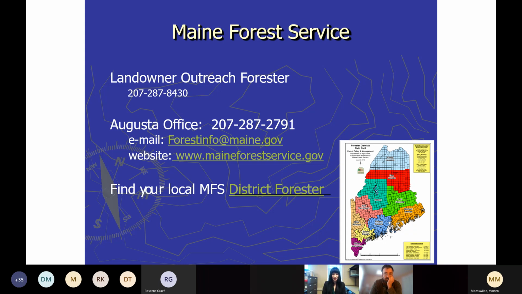I'll take this next one. What happens if I sell a property in tree growth tax law? So as Morton mentioned in the presentation, the program moves with the land. So not the landowner, but with the actual property. So when the property is sold, the new landowner is responsible for updating the plan with their current name and their goals and turning that into the town.